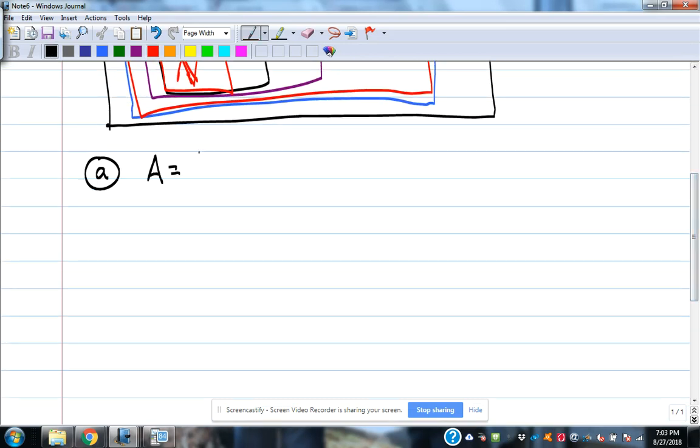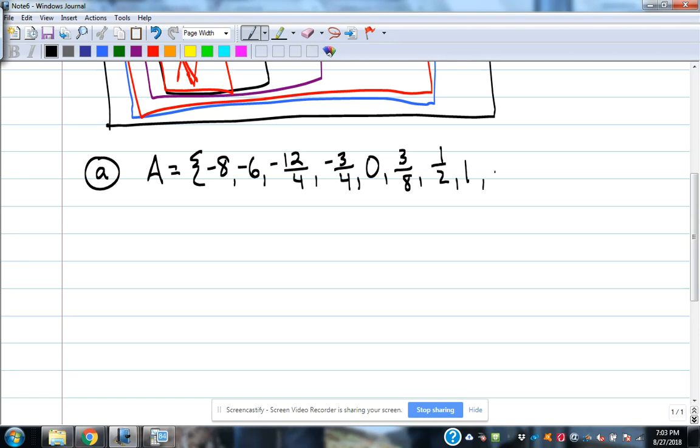So here's our set. -8, -6, -12/4, -3/4, 0, 3/8, 1/2, 1, the square root of 2, the square root of 5, 6. Just some randomly selected numbers.